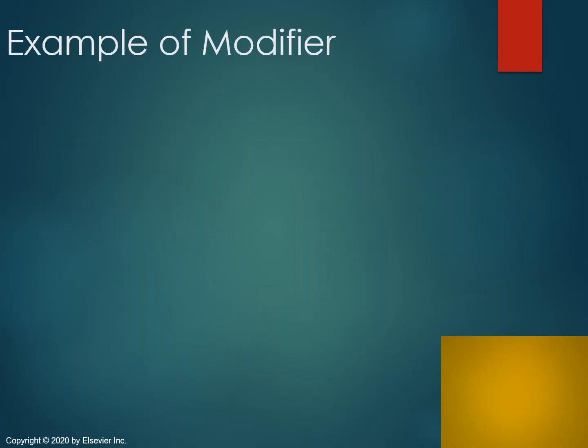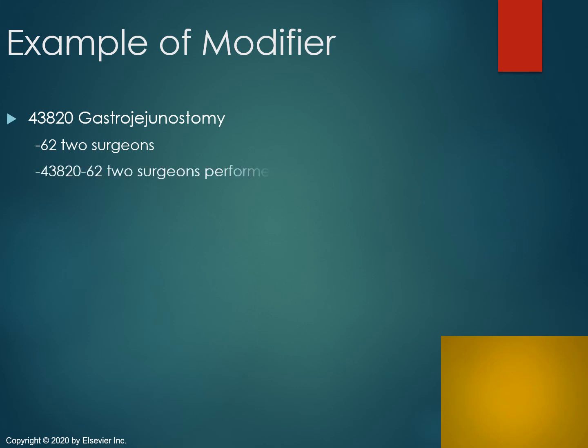Example of a modifier, here we go. What the slide is telling us is that both the CPT modifiers and the HCPCS modifiers can be used on the CPT codes, and on the HCPCS codes. So here we go, 43820, gastrojejunostomy, 62. So that would be for 2 surgeons.